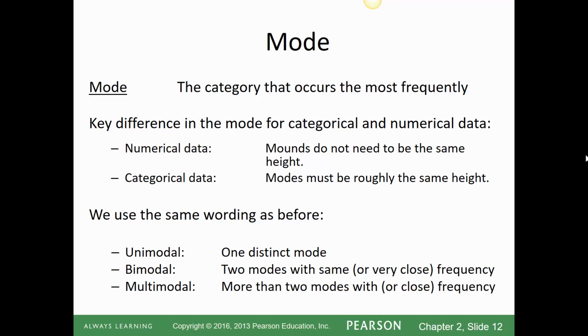But we still use the same wording to describe. So we use unimodal when there's just one distinct mode. We can still use bimodal if there's two modes, but remember, they need to be the same or very close in frequency. Then we can also have multimodal, which is where we have more than two modes. So again, these are very close in frequency.